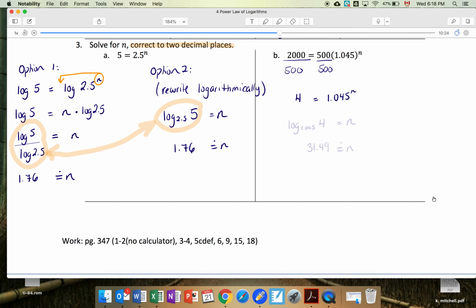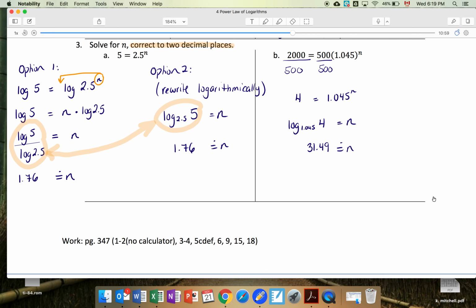And then again, you can do option 1, you can do option 2. Probably it's a little bit more efficient to do option 2, which is to rewrite it logarithmically. So I have log, my base is 1.045, of 4 equals n. And then this is where you would punch it into your calculator if you have your change of base. So if you were going to punch that into your calculator, I think it should equal 31.49. Okay, and again, we're approximating it to 2 decimal places.